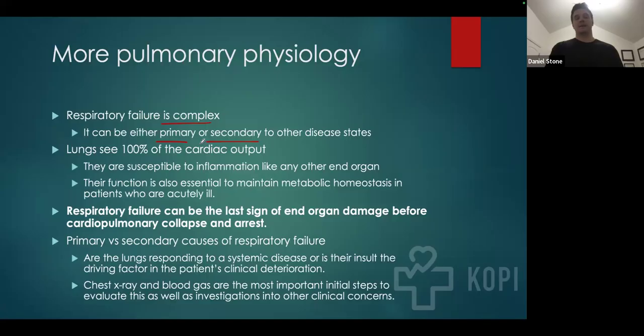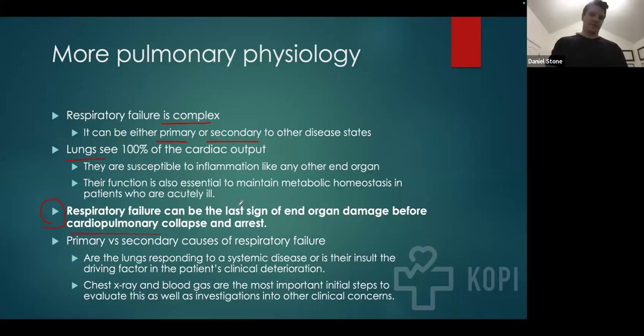Especially when the lungs are affected. The lungs and the brain, I think, are probably the two most important signs of end organ damage. And of note, respiratory failure is probably the last sign of end organ damage before cardiovascular or cardiopulmonary collapse and arrest. So if you're talking about a patient who's otherwise systemically ill, somebody who has healthy lungs, usually the lungs are maybe the last to go. And they can be the last to go because respiratory failure will kill you very quickly if untreated.